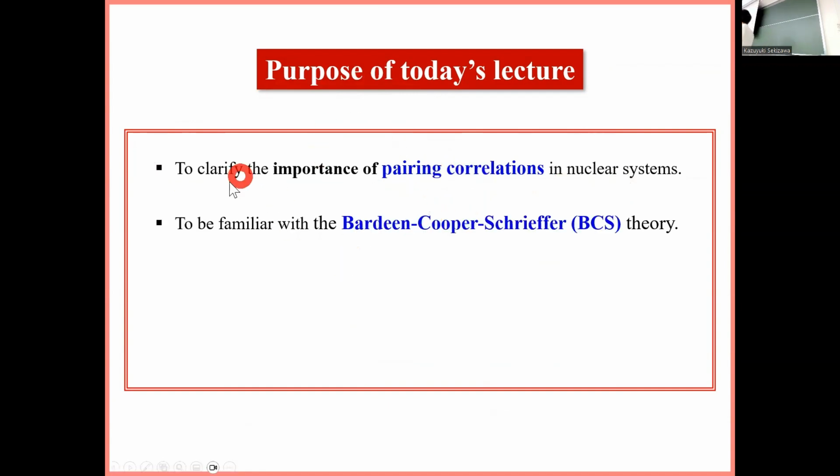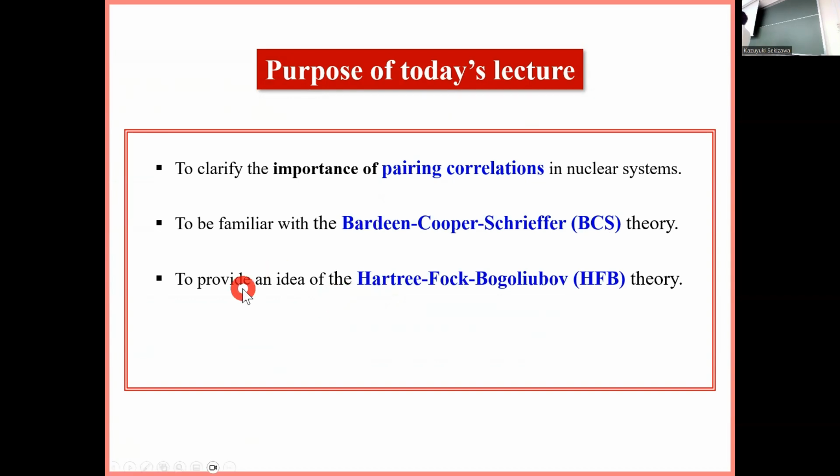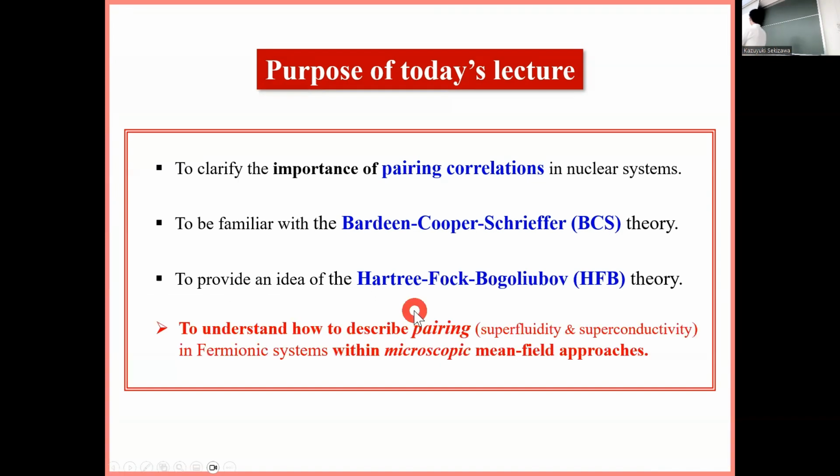And then I will explain the basics of Bardeen-Cooper-Schrieffer BCS theory. This is the most important, the main part of today's lecture. And then I will just mention briefly some generalized framework, the so-called Hartree-Fock-Bogoliubov theory. It is actually more sophisticated as compared to BCS. So this will be just briefly mentioned.